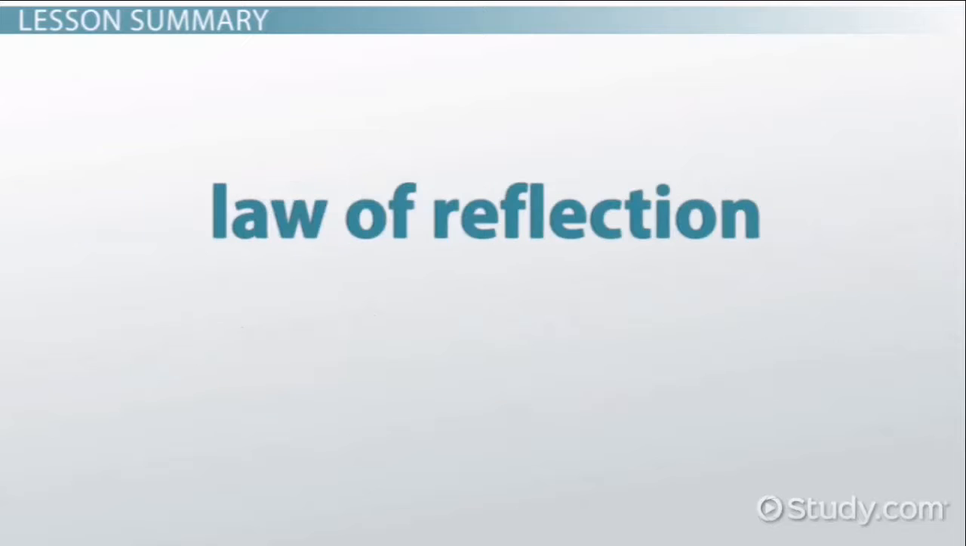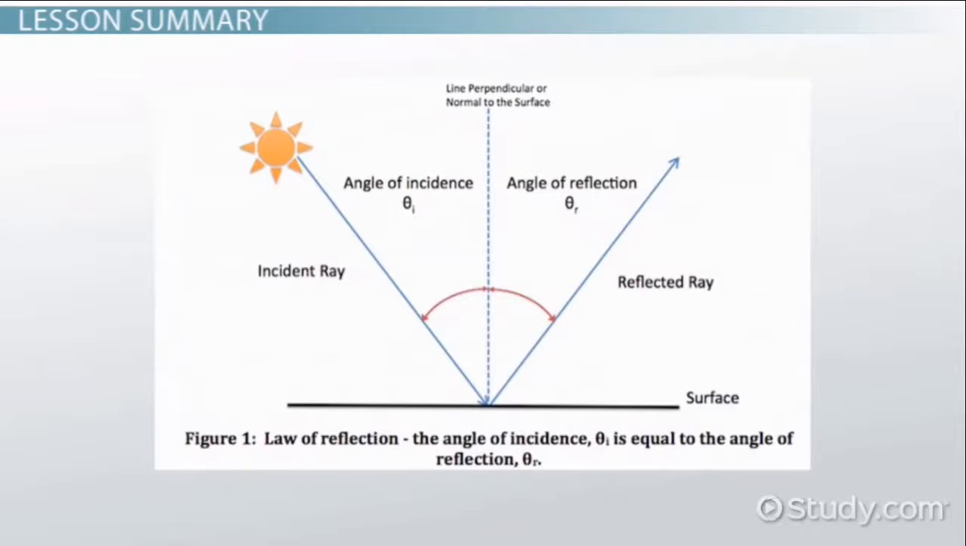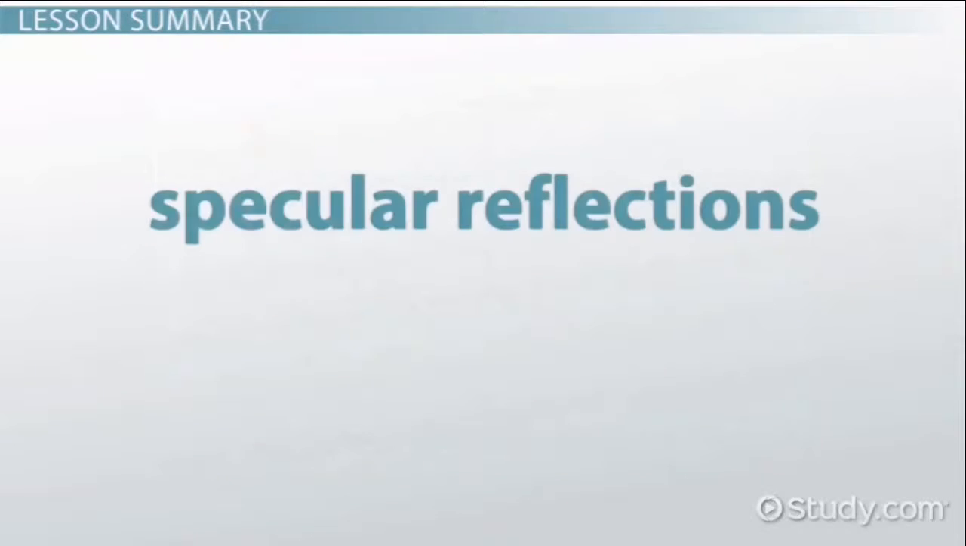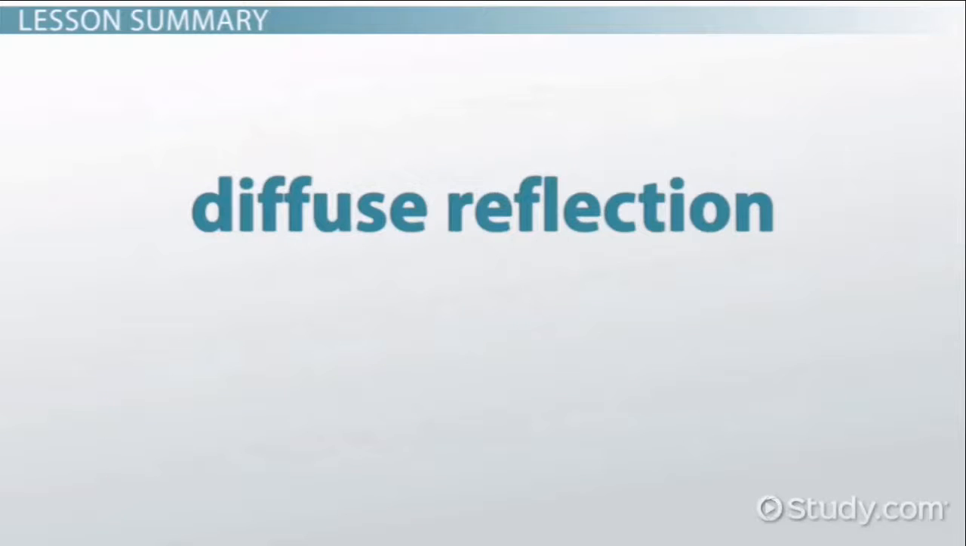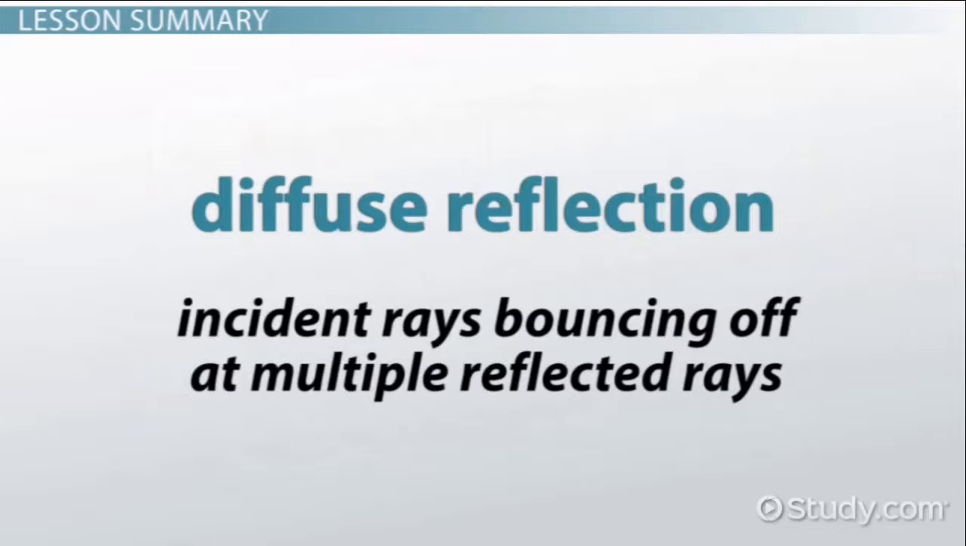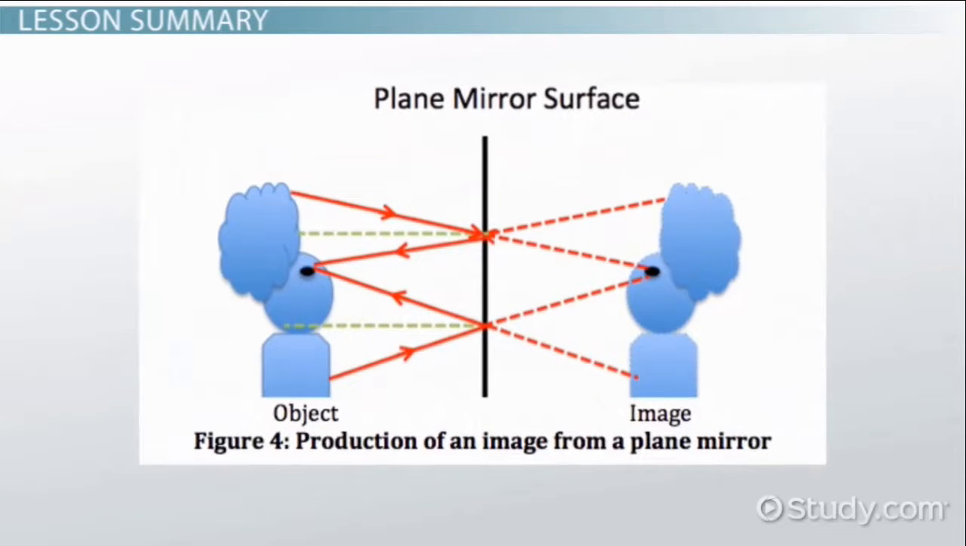The law of reflection states that the angle of incidence is equal to the angle of reflection, and this law is observed on both smooth surfaces producing specular reflections, where reflected rays are all bounced off at the same angle, and diffuse reflections, incident rays bouncing off at multiple reflected rays. The image we see when we look into a plane mirror has the same height as the real object and has the same distance as the real object from the mirror.